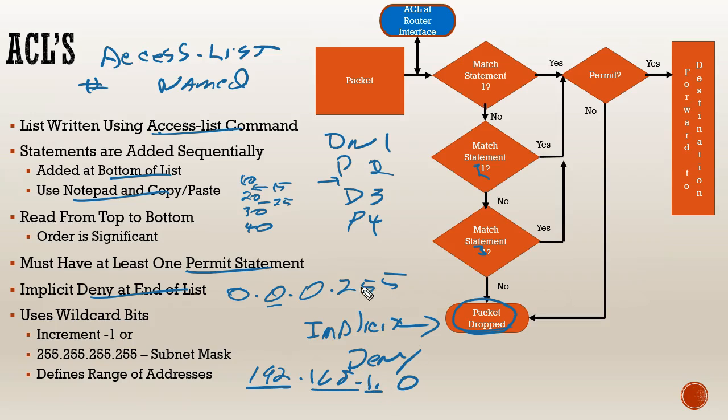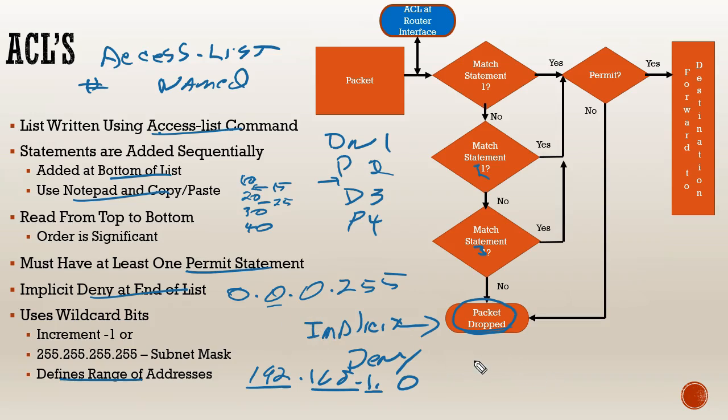Check to see if it's 1. When we get 1s in the 255, I don't care about anything under the 1. The 1 in the wildcard bit is ignored. It's not even checked. So we could write something like permit 192.168.1.0 0.0.0.255, which will permit the entire 192.168.1 network. So we define a range of addresses.